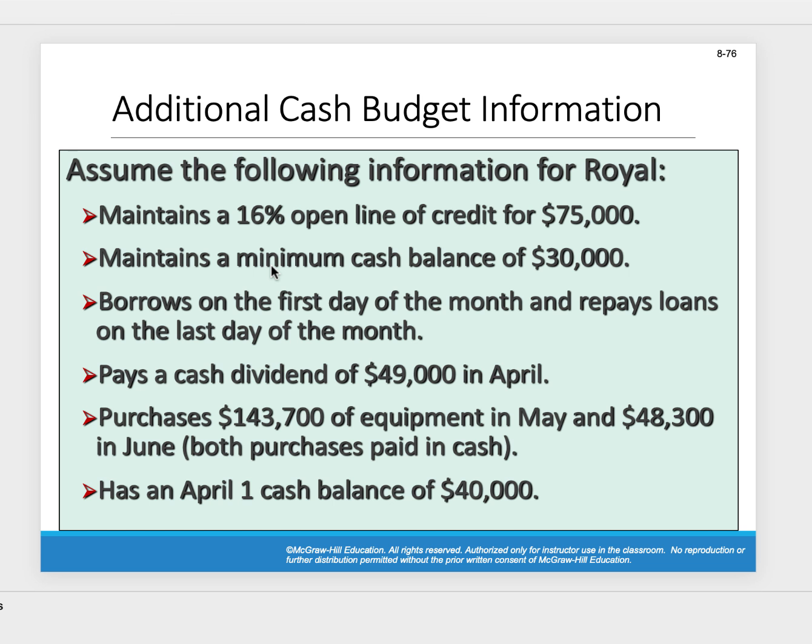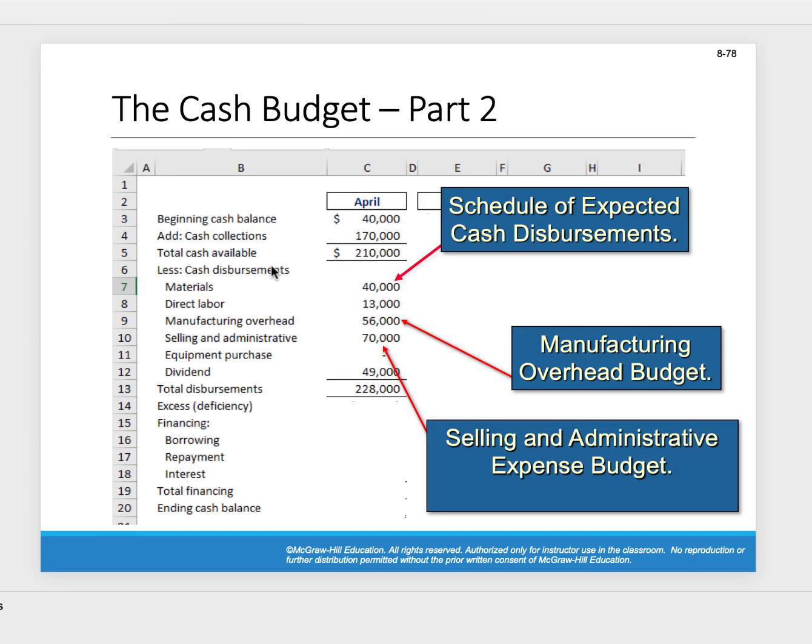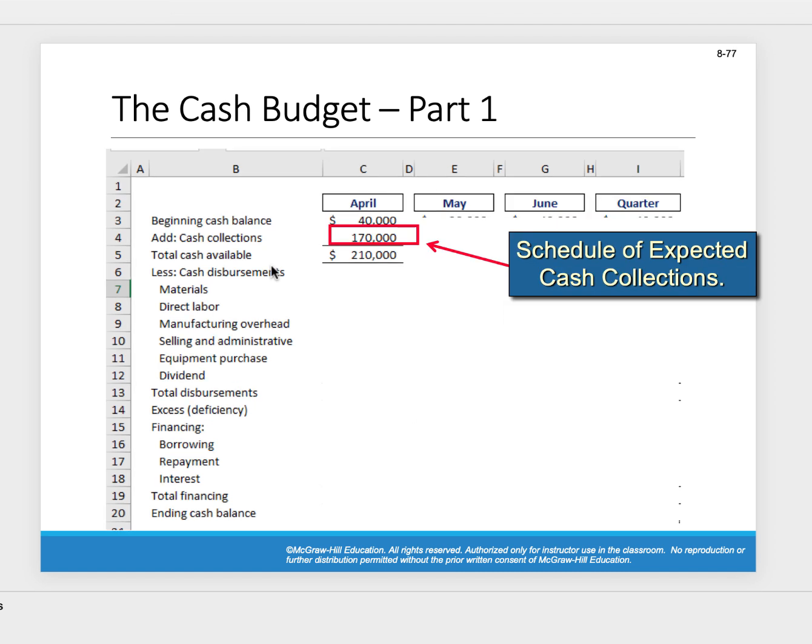Okay? They tell us that, hey, we're going to pay a cash dividend of $49,000. We also bought some equipment in May, right? We also bought some in June. They give us our beginning cash balance. Okay? So, let me just go through this here. Actually, let's go through it piece by piece.